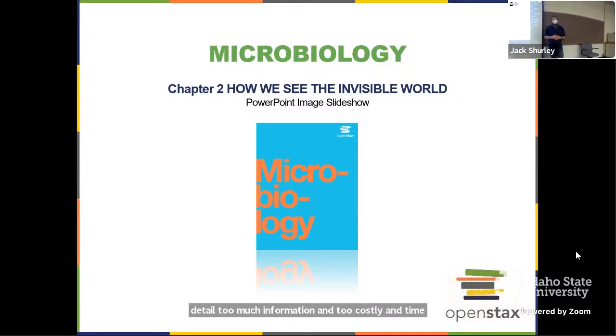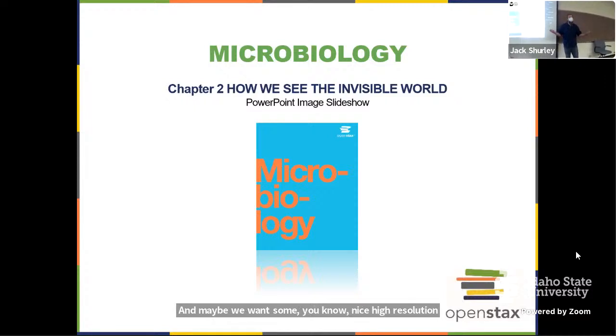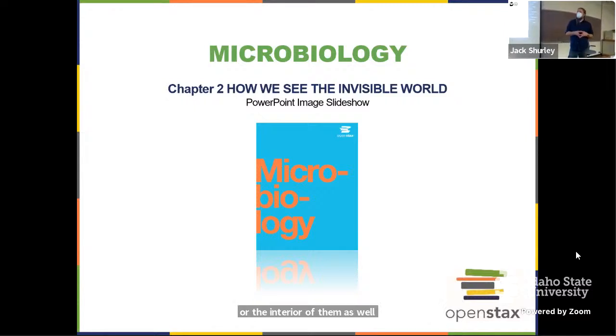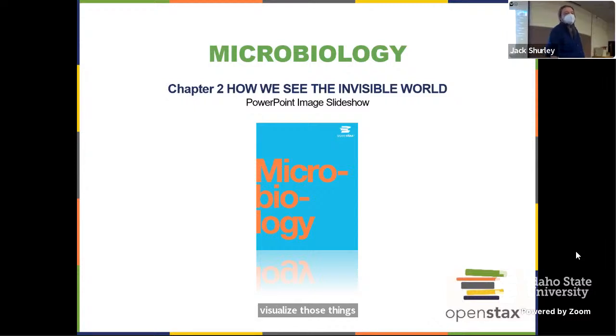If we're doing research, well, that's a different story. And maybe we want some nice high resolution images of the surface of whatever cell we're looking at, or the interior of them as well, all right? There's numerous potentials. And other microscopes that might show us things happening in real time, or other possibilities. Not that our compound microscope can't give us some live specimens and the ability to visualize those things. There's others that we can potentially employ as well. So this chapter, really, we think about all sorts of different microscopy techniques, right?